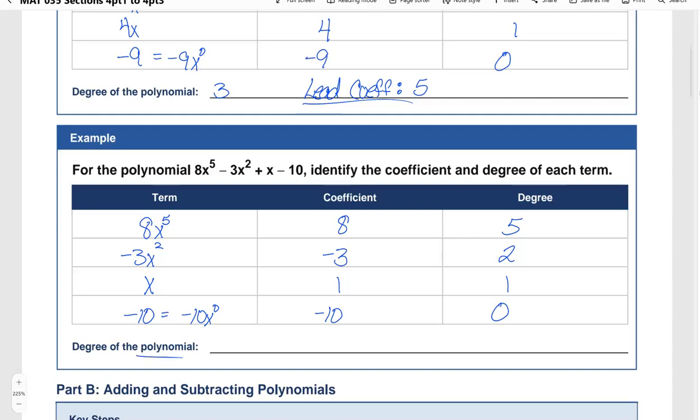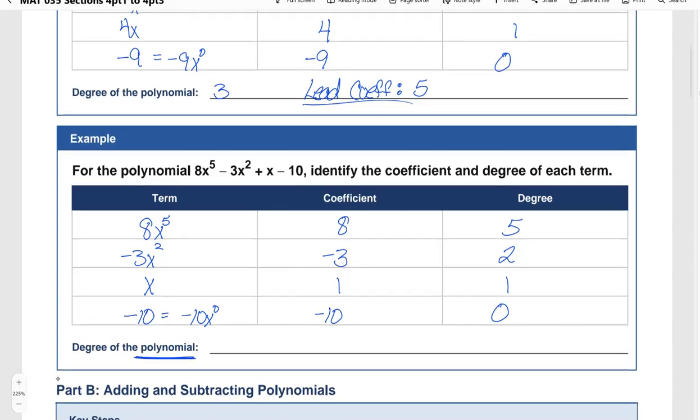If I'm talking about the entire polynomial, I'm looking for that biggest exponent. That biggest exponent is attached to the term 8x to the fifth. So my degree is 5. And then if I talk about that leading coefficient, it's the coefficient for that term, and that is 8.